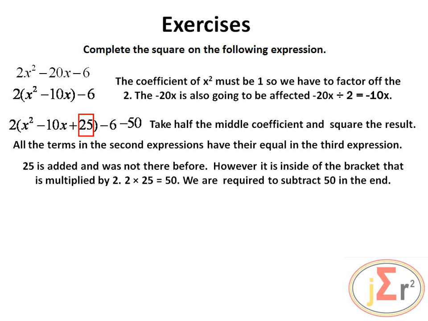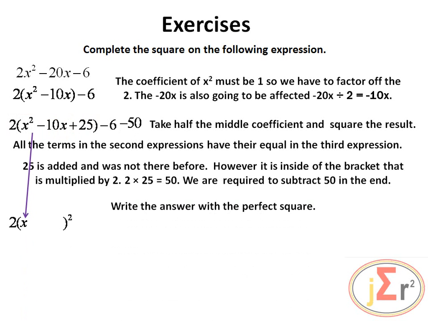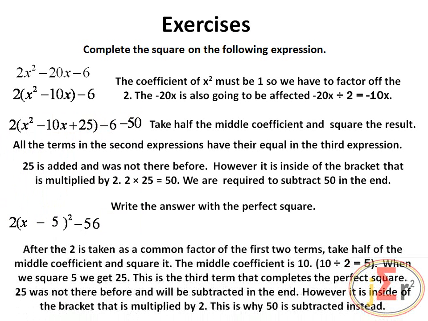Right. So what do we say now? Write the answer with the perfect square. X squared, so x is going to go there. 25, what is the square root of 25? 5, it goes there. What sign will it have? Same sign as the middle coefficient, so that's going to be a negative sign. And then negative 6 minus 50 is negative 56. That will go right there, and that is our completed square.